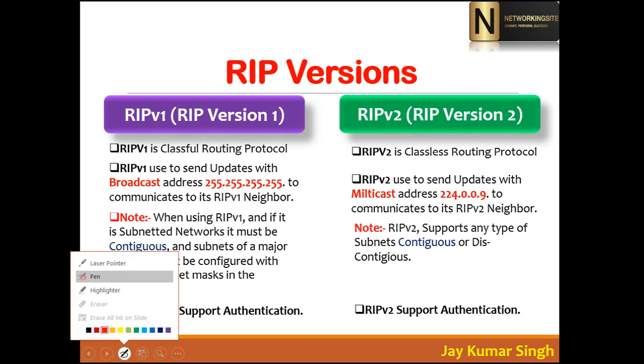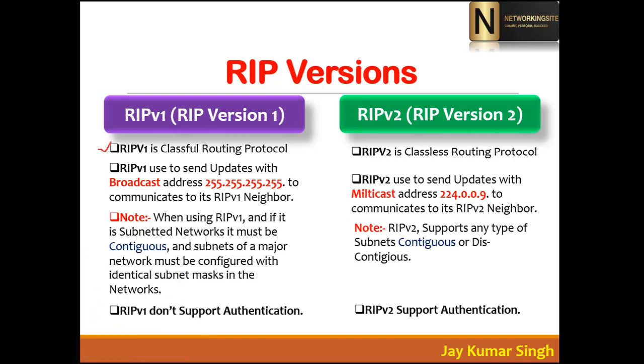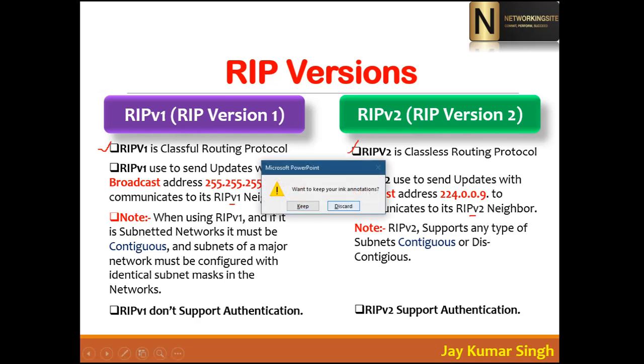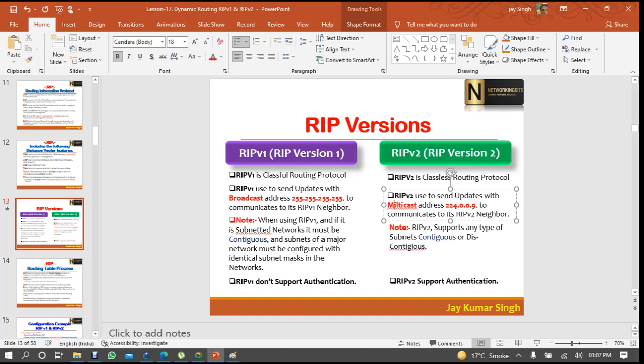Here we came to know the difference between RIP version 1 and RIP 2. RIP 1 uses the broadcast address to communicate with routers of the same version. When RIP 2 wants to communicate with its RIP 2 neighbors, it uses the multicast address.